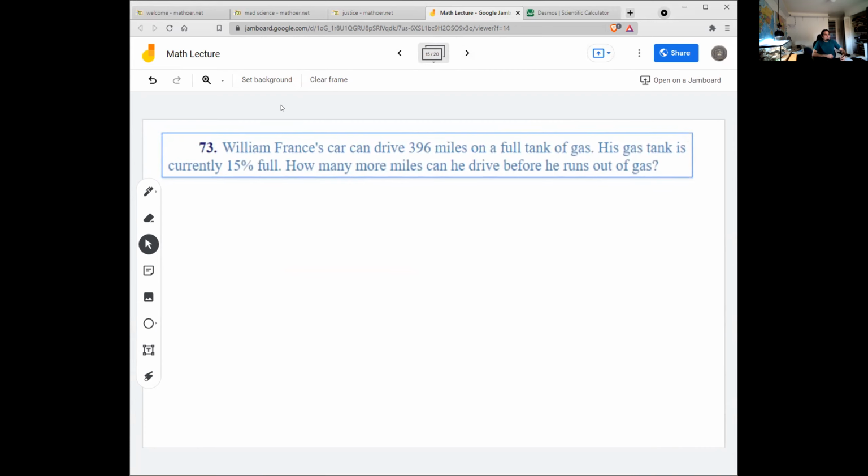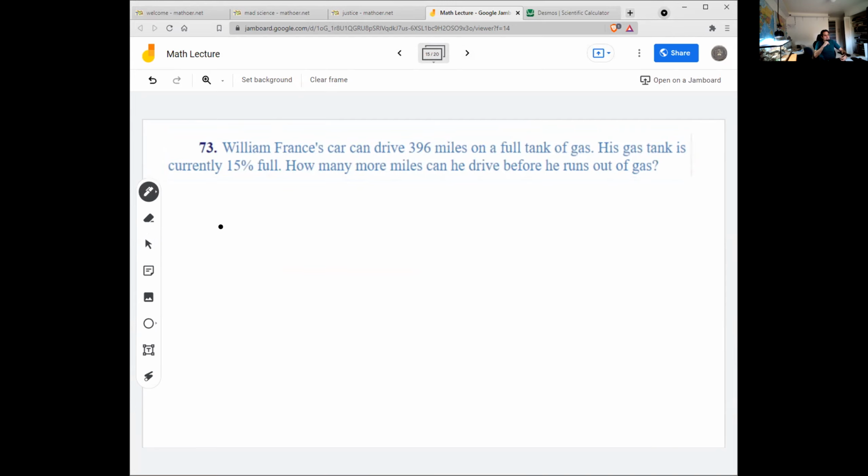So somebody's car can drive that many miles on a full tank of gas. The gas tank is 15% full right now. How many more miles can he drive before he runs out of gas? So I want to say something is something percent of something. And this one, let me write that better, because I'm going to be writing that a lot. I should write it well enough to copy and paste it a bunch.